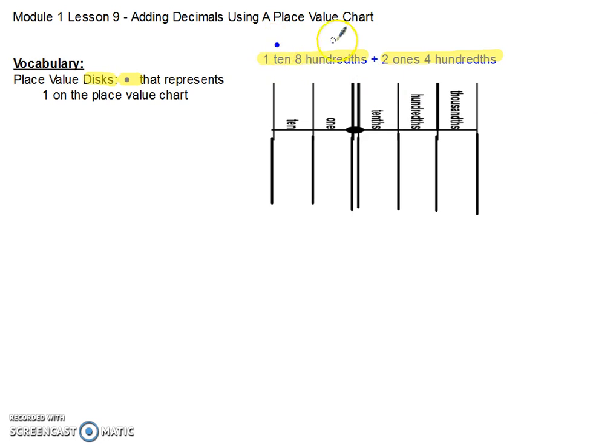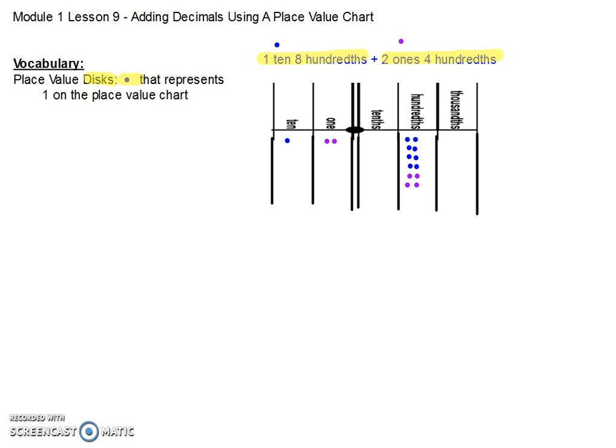So I'm going to represent this side with blue dots. So I have 1 tenth, so I'm going to make one dot here, and then 8 hundredths, so I go to the hundredths column, and I make 8 of these hundredths dots. Now I go to my other number, 2 ones and 4 hundredths, and I'm going to represent those with a purple dot. So I have 2 ones and then 4 hundredths, so I'm going to add those 4 hundredths here.